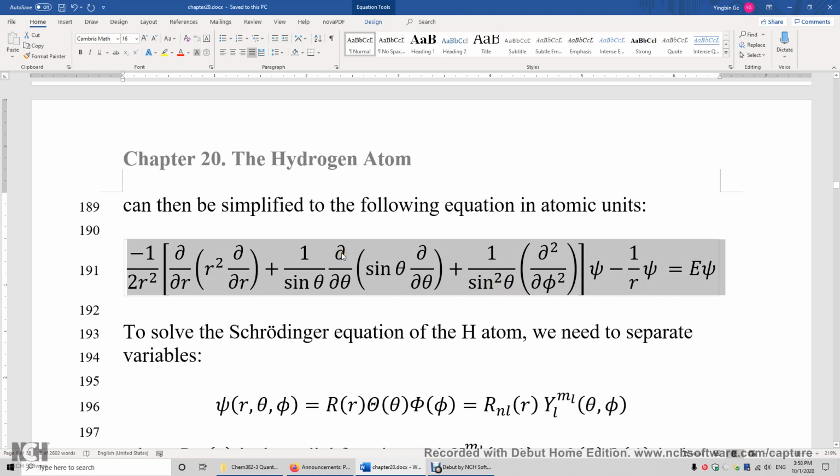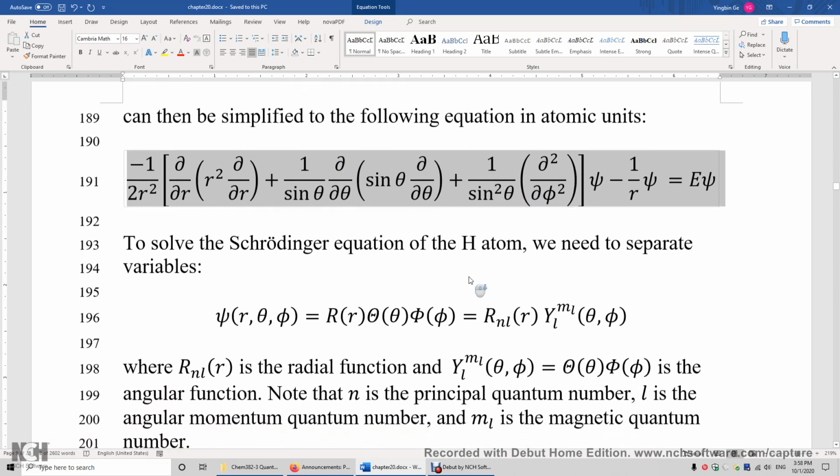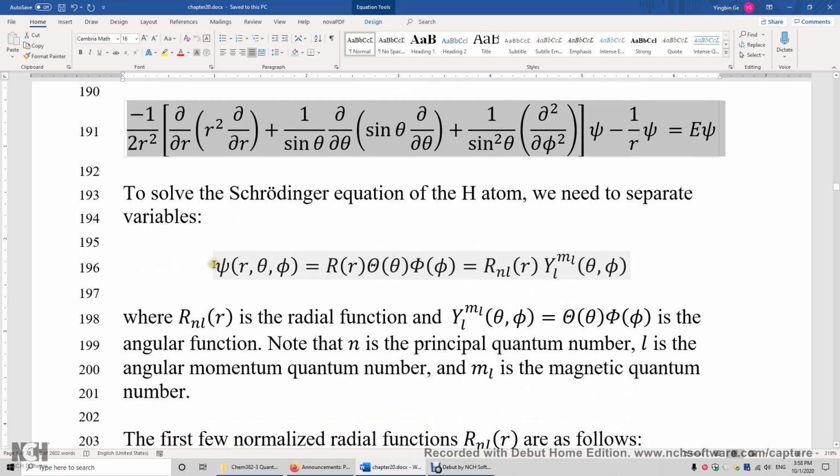Now how do we solve this? Well, we are looking at 3 variables, r, theta, and phi. So the first step is always separation of variables. We're assuming this wave function of the electron is the product of 3 functions: a function of r, a function of theta, a function of phi. But very often we combine these two. These two are both angular functions. We say the product of theta and phi is a function Y. Y is the angular function for the electron.